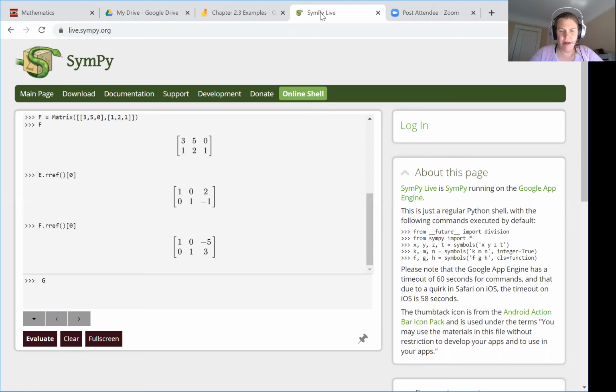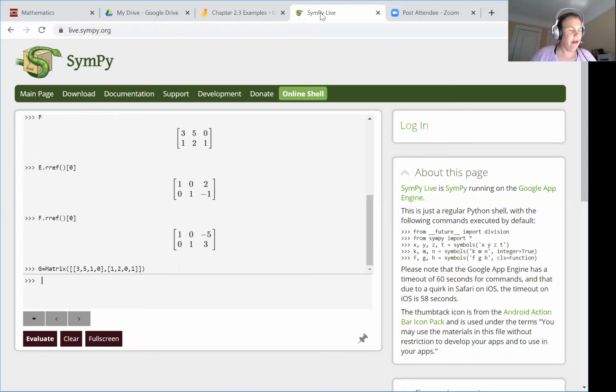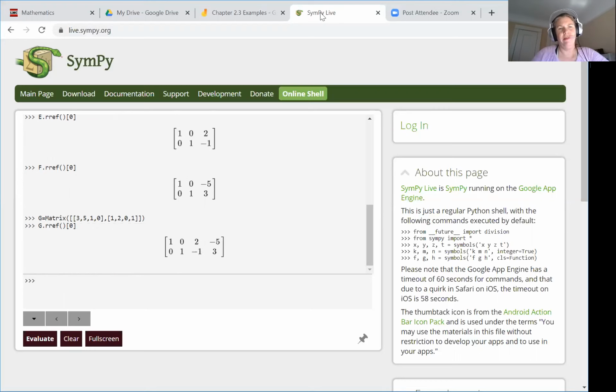Let's see, we'll call this one G. And it is in the top row, 3, 5, 1, 0. And in the bottom row, 1, 2, 0, 1. Those are my matrix. And then we can say G dot REF, and get the first object returned. And there you see identity matrix times our inverse. Now, you know, technology is even more efficient than this. We can easily code a computer to do this for us.